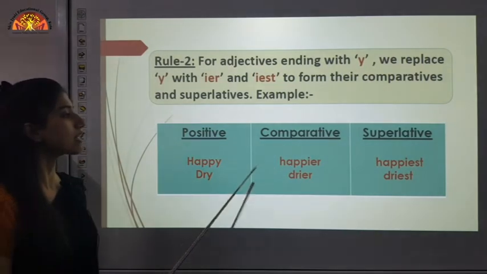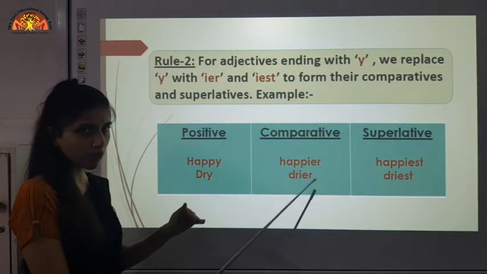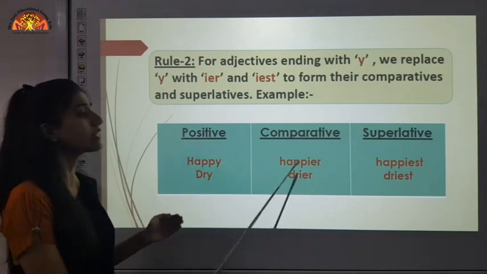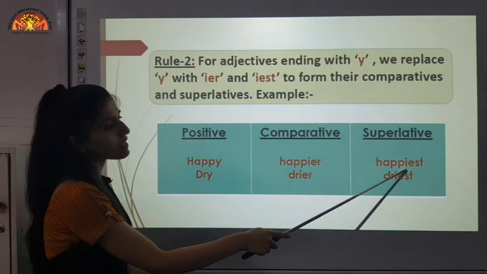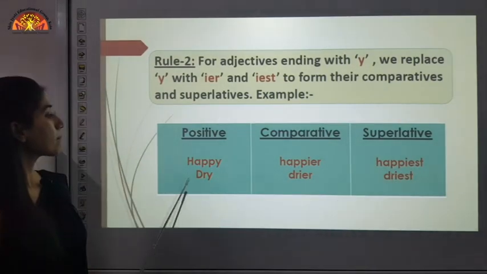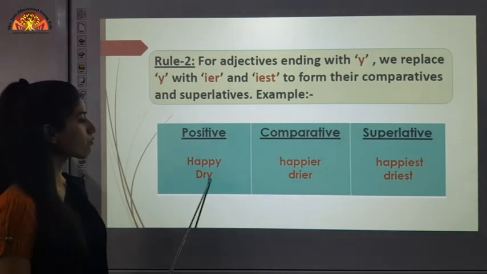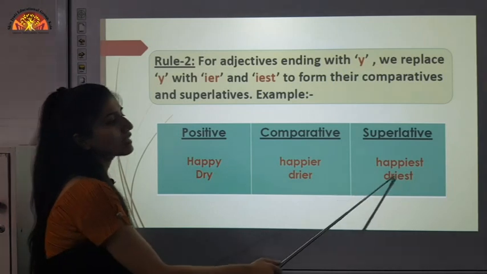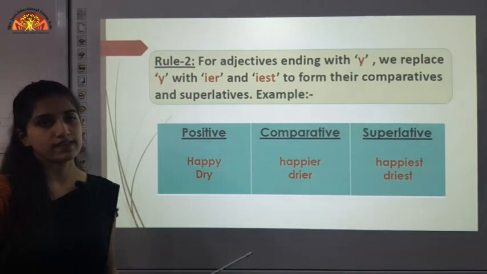So what we did is, we replaced Y here with I. You can't see Y over here because we have replaced Y with I and then added ER, and here also we replaced Y with I and then added EST. Then coming to dry, dry is also an example. Dry, we replace Y with IER and IEST. So dry, drier and driest.